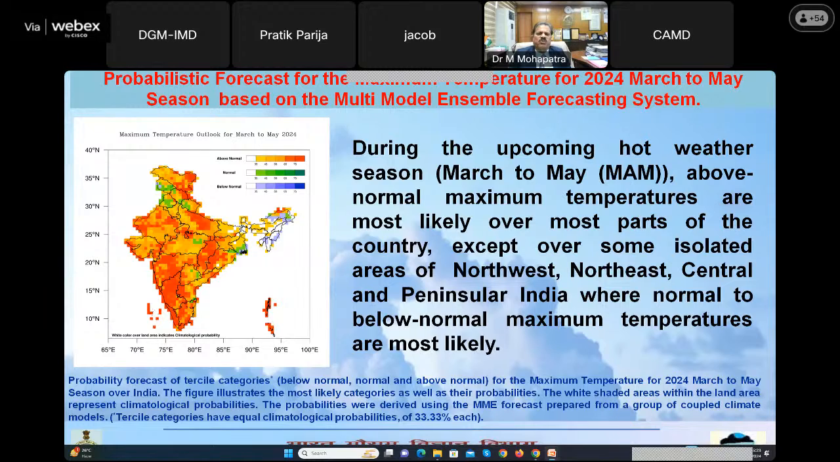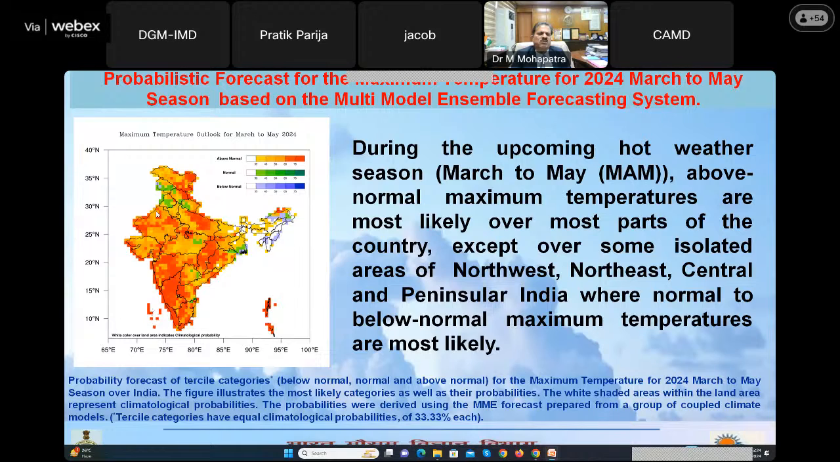Now let us look at the forecast. If I look at the forecast of the maximum temperature for May, 3 months average, and here forecast is in 3 categories. One is the above normal, that is yellow, orange, red. Then normal, that is green. Then below normal, that is blue, violet to blue. So what you find that most parts of the country, you are expecting the above normal maximum temperature.